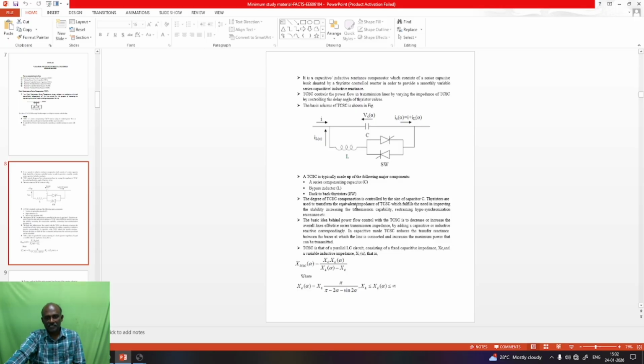The degree of TCSC compensation is controlled by the size of the capacitor. So by varying the capacitance, we can change the degree of compensation. Thyristors are used to transform the equivalent impedance of the TCSC, which fulfills the need in improving the stability, increasing the transmission capability of the system, restraining subsynchronous resonance, etc.